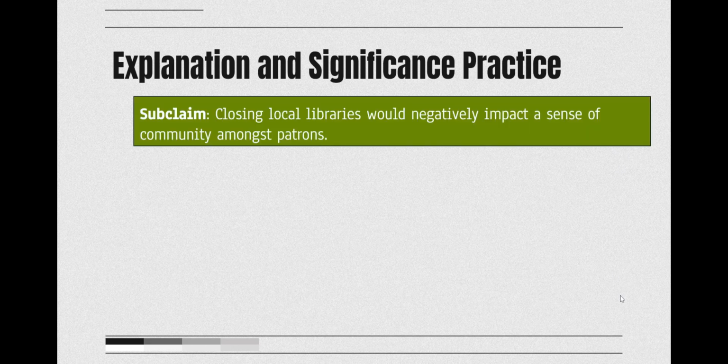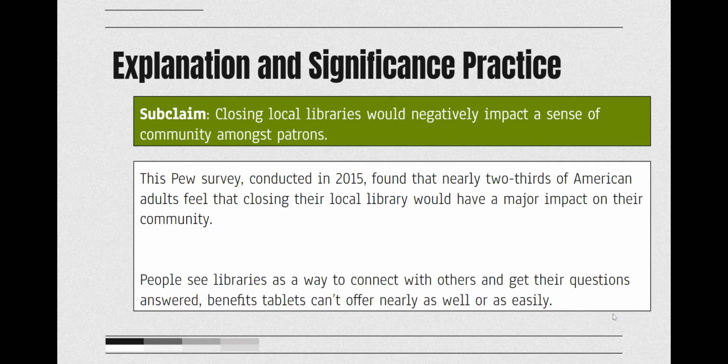All right, let's try and practice explanation and significance. So let's say that my subclaim in one of my paragraphs is closing local libraries would negatively impact a sense of community amongst patrons. So let's take a look at these two statements here. Which one do you think would serve as the explanation and which one would serve as the significance?